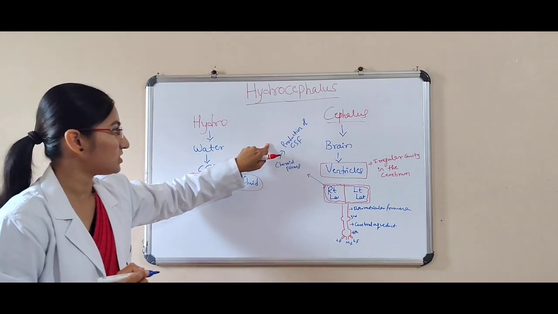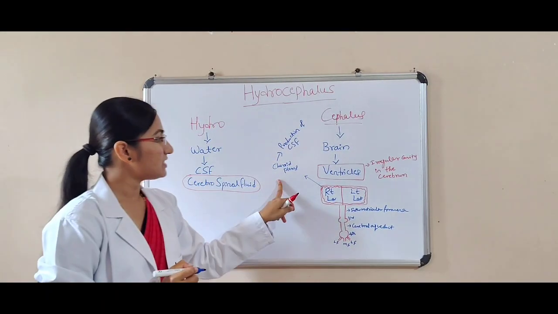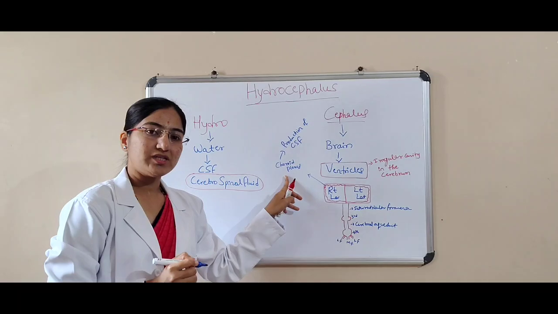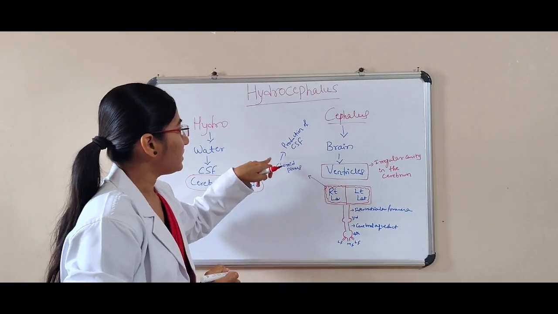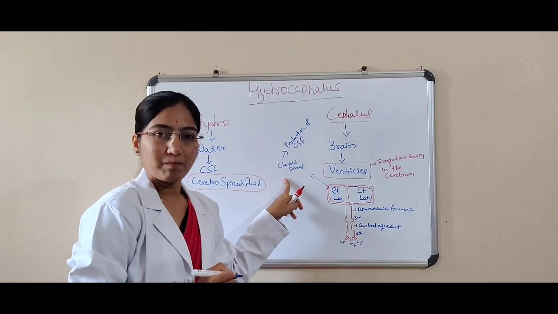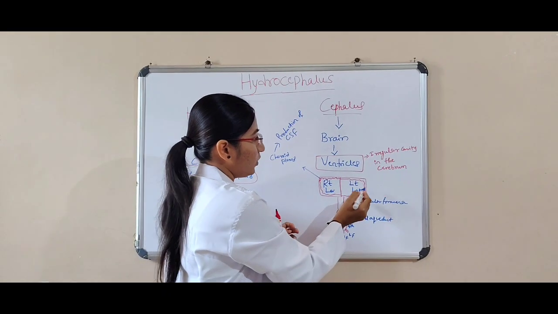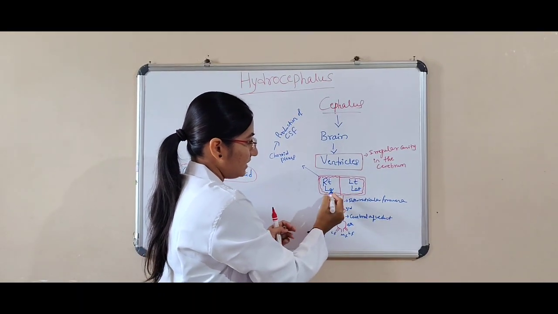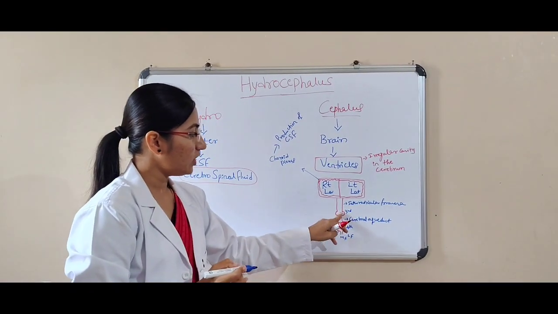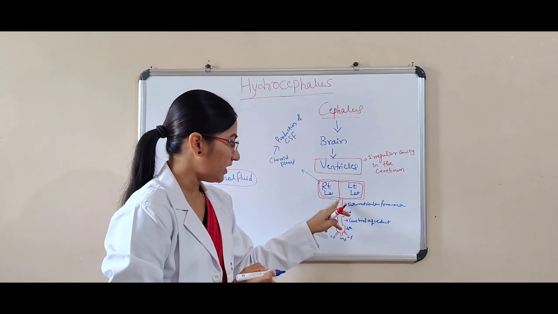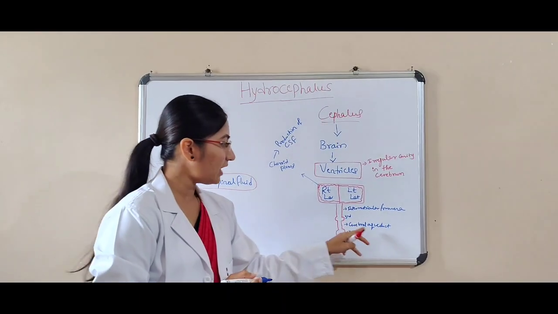Many times this question was asked in competitive exams like AIIMS and JIPMER: which organ or which part is responsible for the production of CSF? That is, production of CSF by the choroid plexus. Here CSF is produced, and then it goes to the third ventricle through the interventricular foramina, and then from the third ventricle to the fourth ventricle through the duct, that is the cerebral aqueduct.